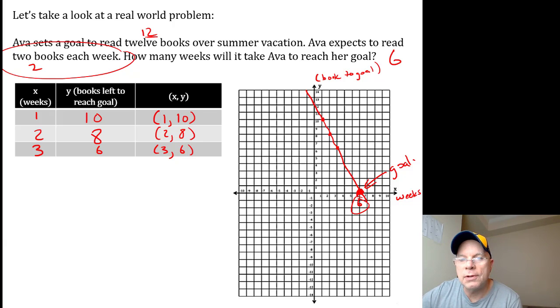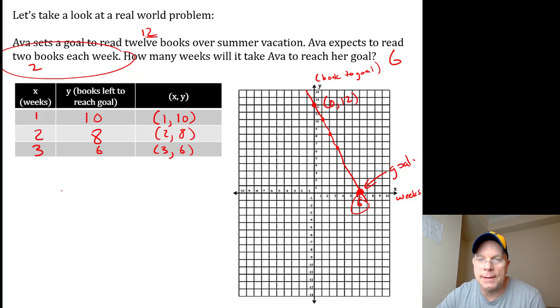We see that the line also intersects the y-axis right here. So let's think about the meaning of that point. (0, 12). When x is 0, at 0 weeks, the books she needs to reach her goal is 12. Well, that makes sense too, right? Because before she starts reading, the time is 0. That's the starting point. And she hasn't read any books yet because she hasn't had any time to read any books. So at time 0, at 0 weeks, the y-intercept shows you how many books she started with. So both intercepts have meaning.